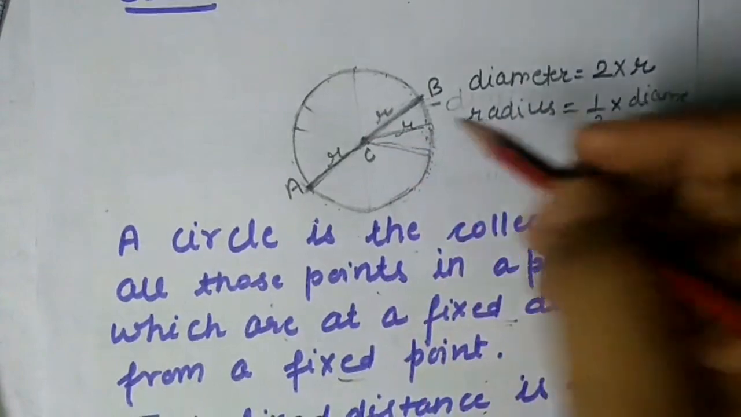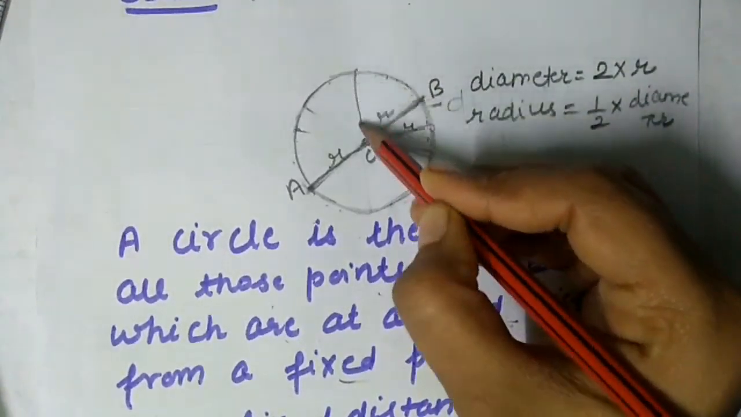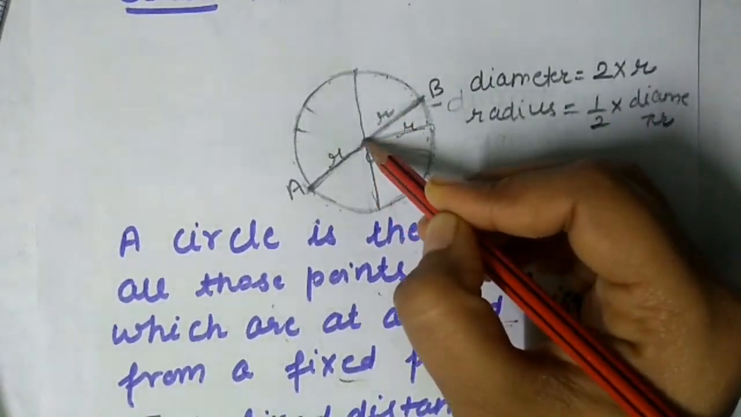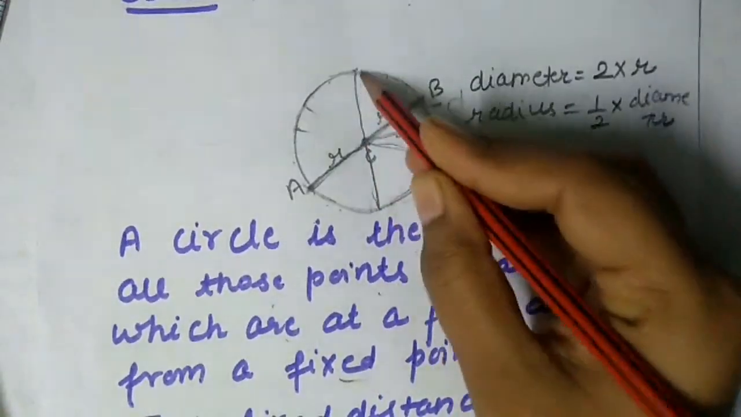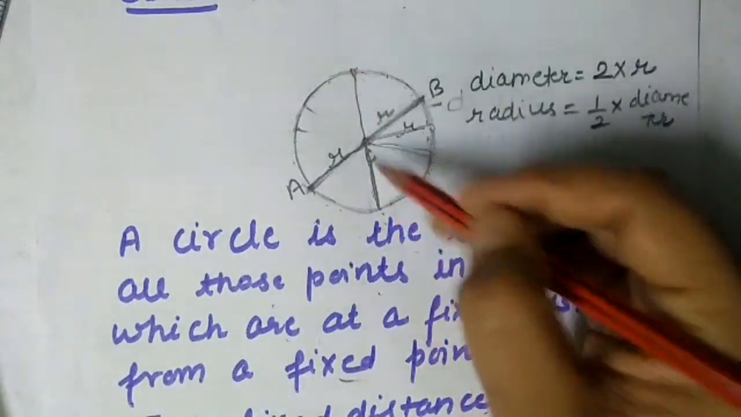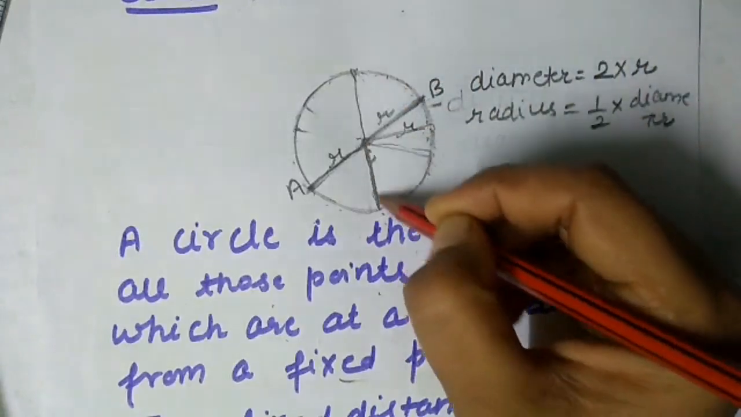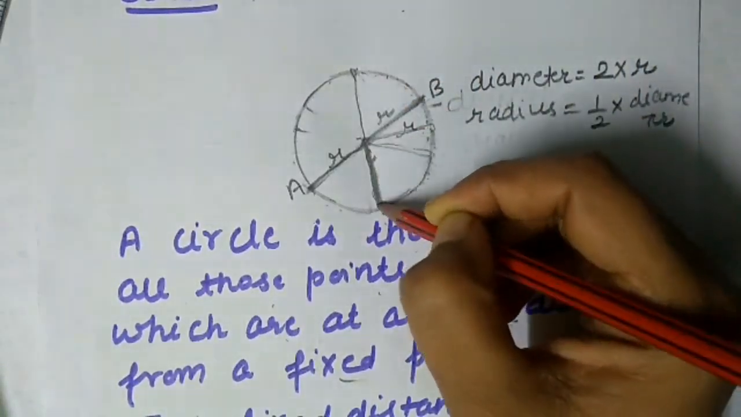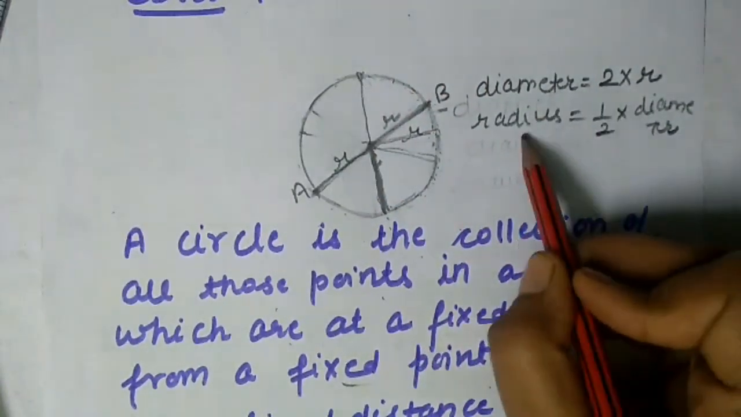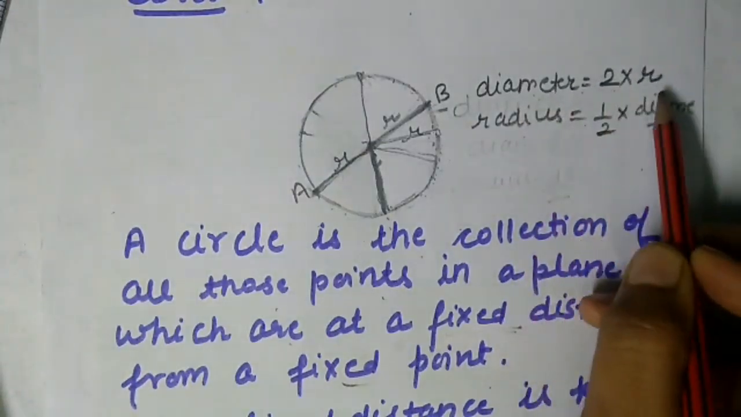And there are an infinite number of diameters in a circle. So let this be, this is also a diameter, because this line segment also passes through the center and touches these 2 points of the circle. And half of this diameter, suppose this is 8 centimeter, and if I take half of it, the length of this will be 4 centimeter. So this is the radius. So I can say the radius is half of the diameter, or the diameter is double the radius.